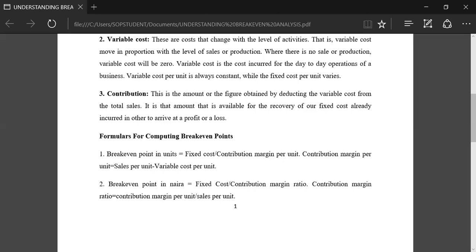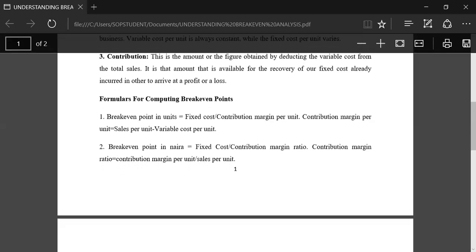Now, this same contribution is what is compared with our fixed cost to determine if the business made a profit or a loss. So, contribution minus fixed cost. If contribution is greater than fixed cost, then the business has made a profit. But if contribution is less than the fixed cost, then the business has made a loss.